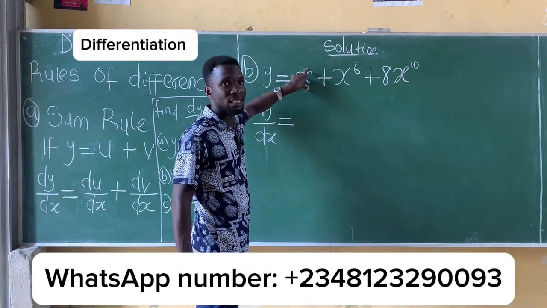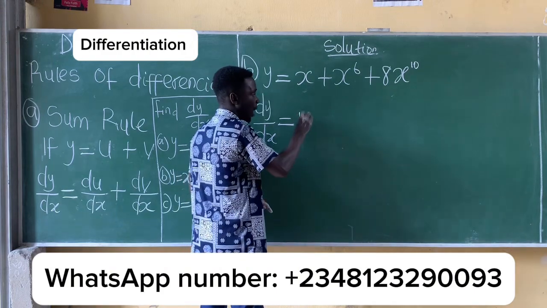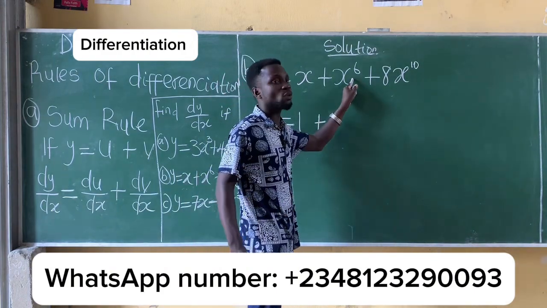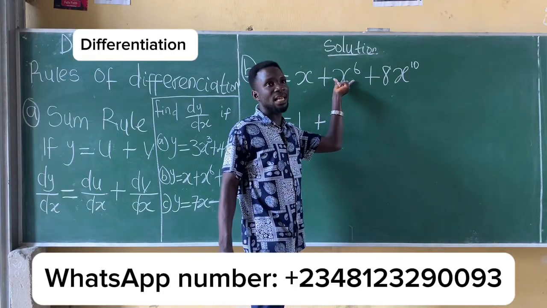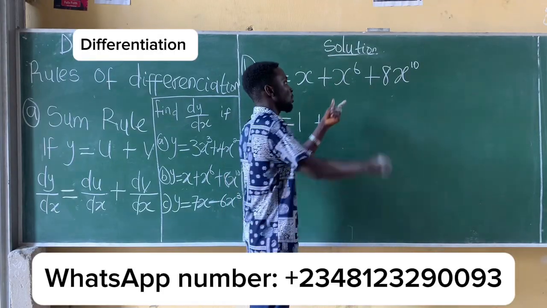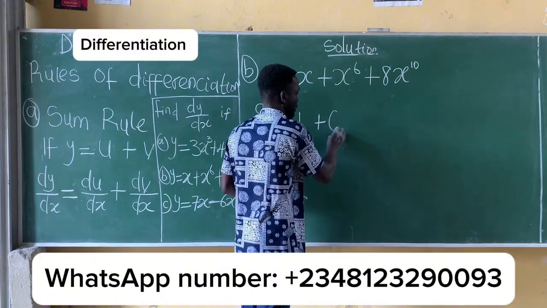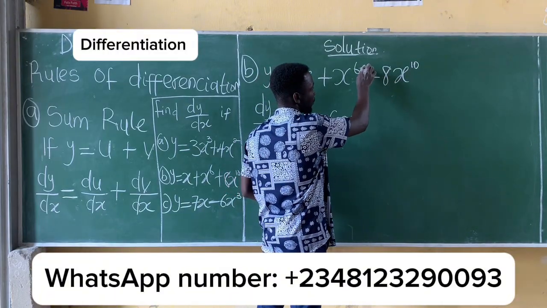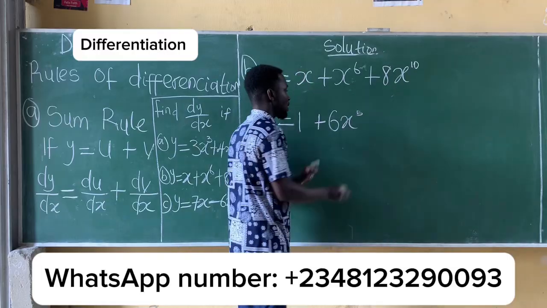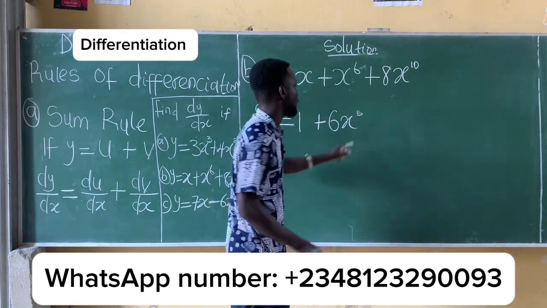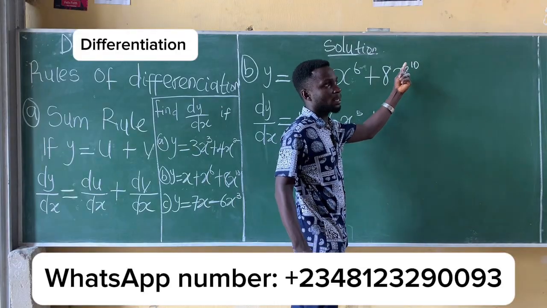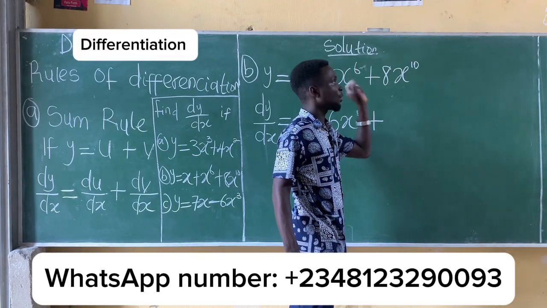So if you differentiate x here, we are going to have 1 plus differentiate x raised to the power of 6. If you differentiate x raised to the power of 6, what are you going to have? It becomes 6 times x to the power of 6 minus 1. 6 minus 1 here will give us what? 5. So we are going to have 6x raised to the power of 5 plus differentiate 8x raised to the power of 10.